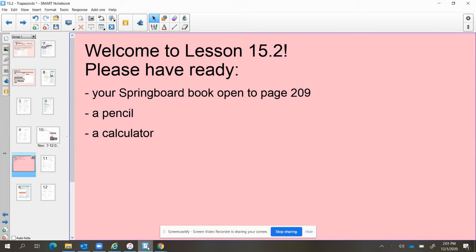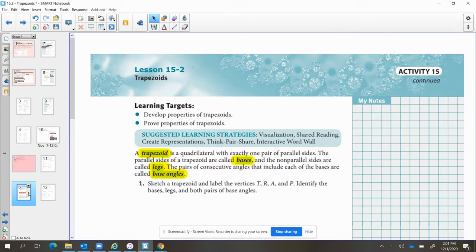Hi everyone, today we are looking at lesson 15.2 on page 209, and we're going to start talking about trapezoids. So please have a pencil and a calculator handy as well as your Springboard book.